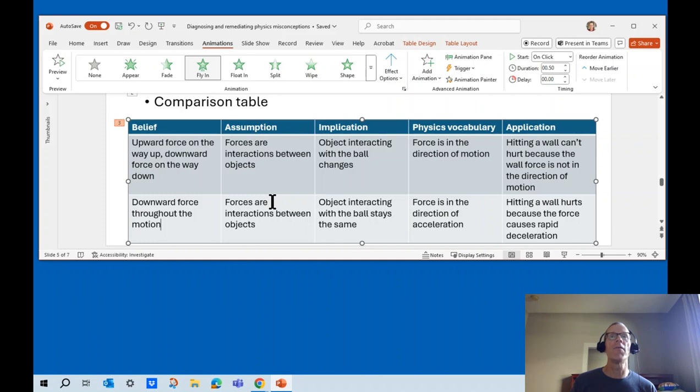The implication of force being in the direction of the acceleration is that hitting a wall hurts, because the force of the wall causes a rapid deceleration, or a rapid slowing down, of my fist. So with that application, you can ask the students to hit their fist against the wall or against the desk. Does it hurt or not? Don't tell them to do it super hard, but it hurts. So the last column is giving us a real world application. If hitting a wall hurts, then that is evidence against the force changing on the ball on the way up and on the way down.